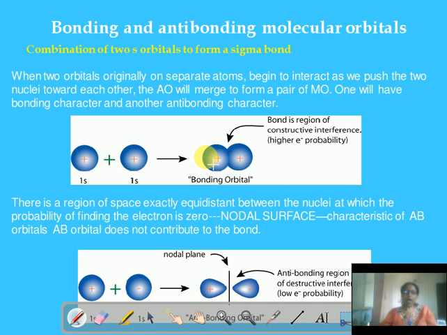And then another orbital which we need to form is the antibonding orbital. Here you see two opposite phases combine, and here is the antibonding orbital. You see there is a nodal plane, and on this nodal surface we consider that the electron density is 0. So basically this is a destructive interference, very low electron probability is there, and this does not contribute to the formation of the bond.